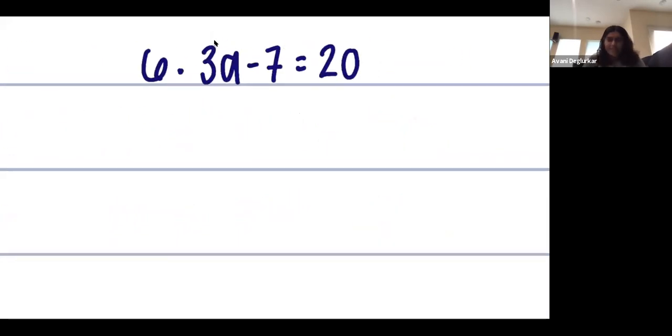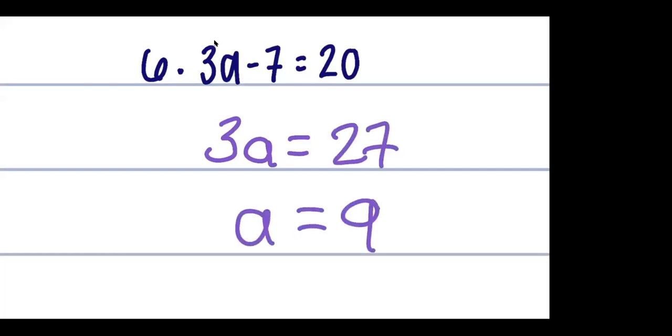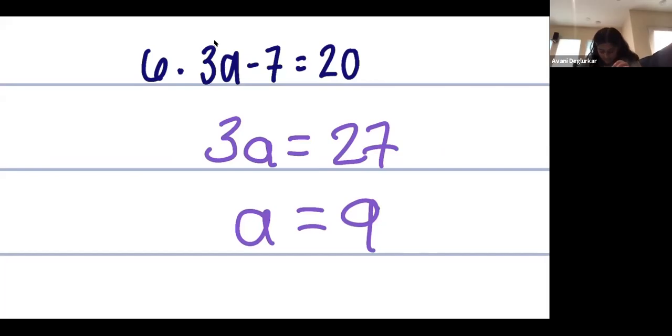Okay, number 6, last one. Dimple, if you want to try that one. Okay, so you add 7 to each side, so it would be 3a is equal to 27, so a is equal to 9. Yep. Perfect. Good job, you guys.